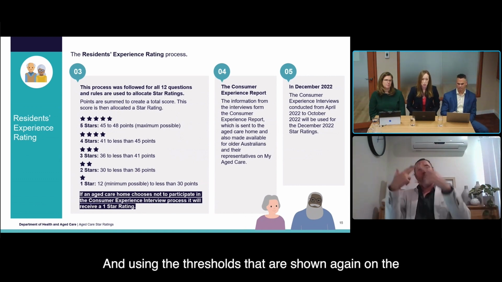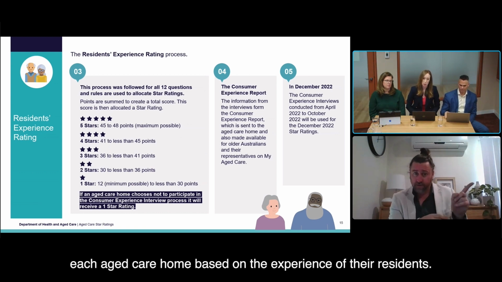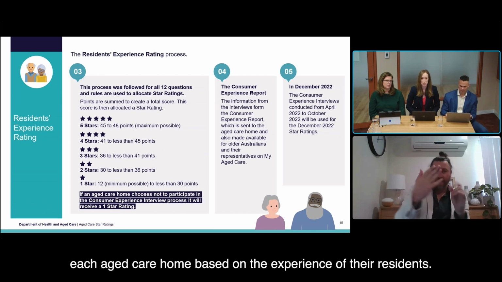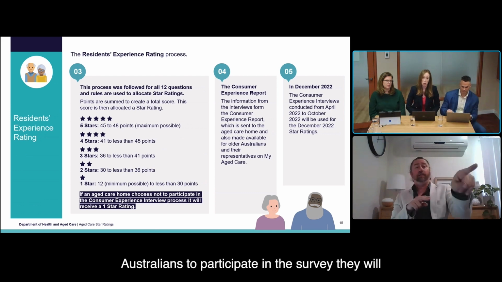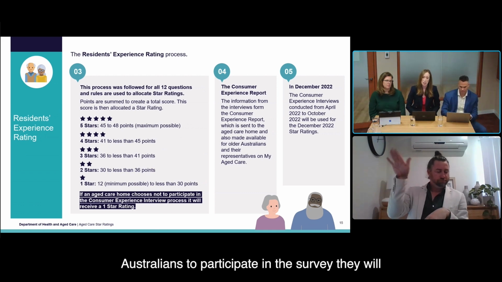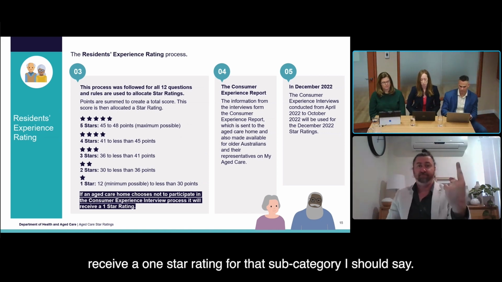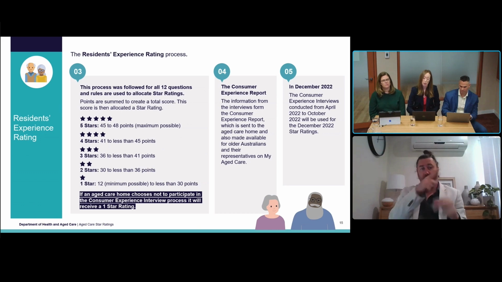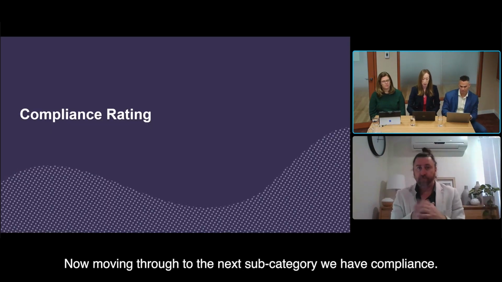And using the thresholds that are shown again on the screen under item 3, a star rating is allocated to each aged care home based on the experience of their residents. If an aged care home refuses to allow older Australians to participate in the survey, they will receive a 1-star rating for that subcategory, I should say. Now, moving through to the next subcategory, we have compliance.